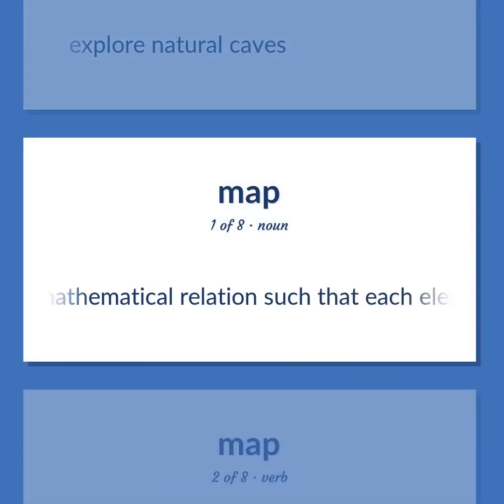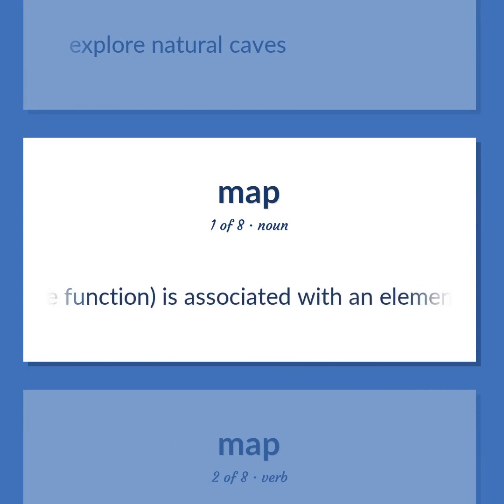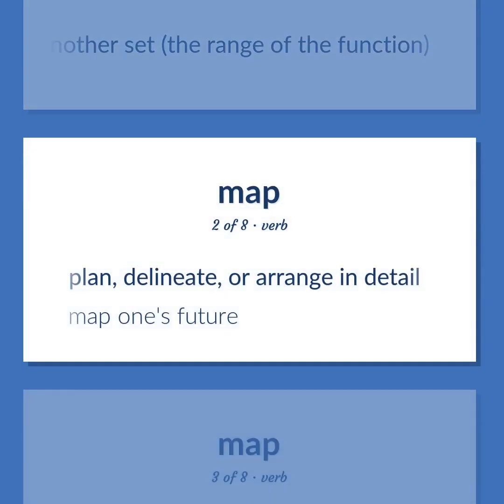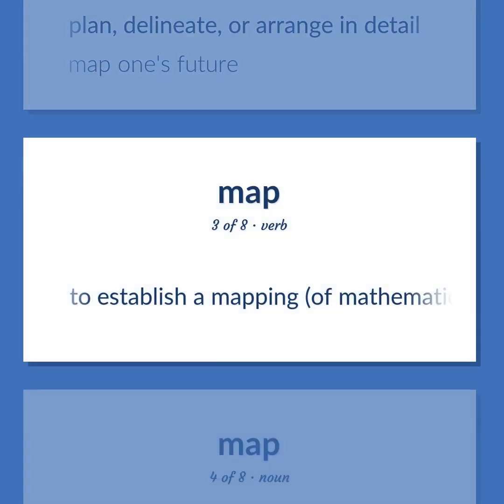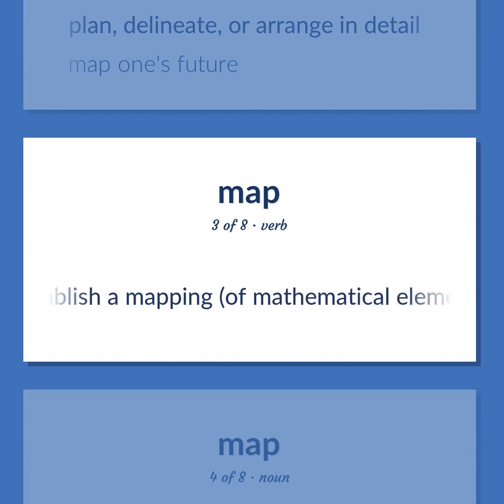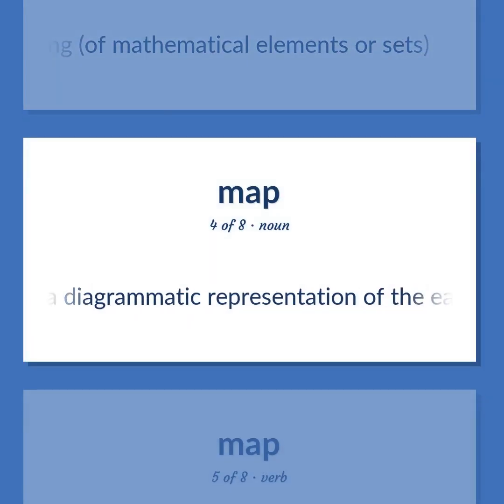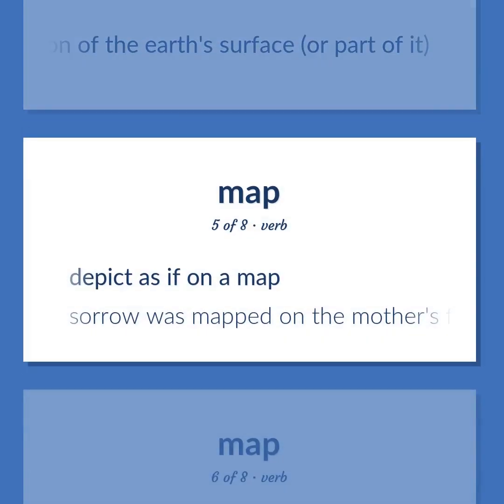Mathematics. A mathematical relation such that each element of a given set, the domain of the function, is associated with an element of another set, the range of the function. Plan, delineate, or arrange in detail. Map one's future. To establish a mapping, of mathematical elements or sets. A diagrammatic representation of the Earth's surface, or part of it. Depict as if on a map. Sorrow was mapped on the mother's face.